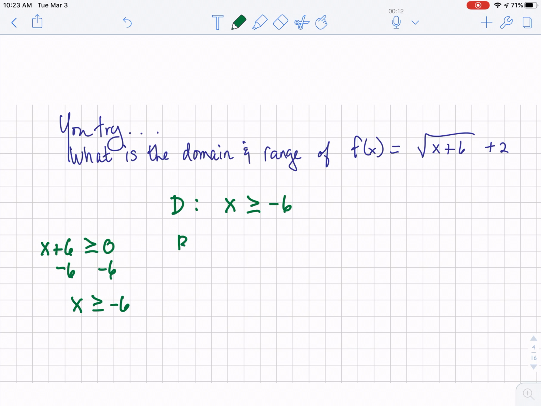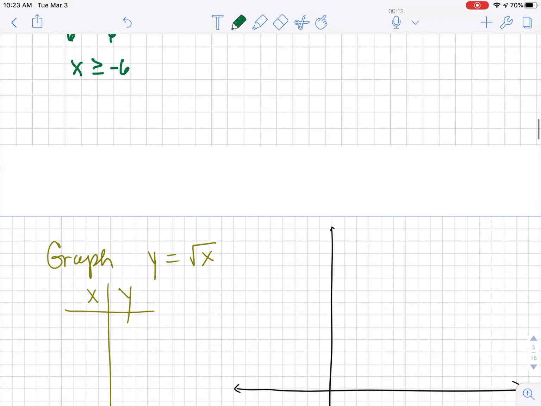All right, range is a little trickier in this case. If I look at the range, this radical is going to have the lowest answer I can get, which would be 0. In other words, if I put -6 in there, I would get the square root of 0, which is 0, and then plus 2. So think about it. My lowest answer I could possibly get is 0 plus 2, or 2. So my y, or my range, is going to be greater than or equal to 2. Okay? All right, moving on.